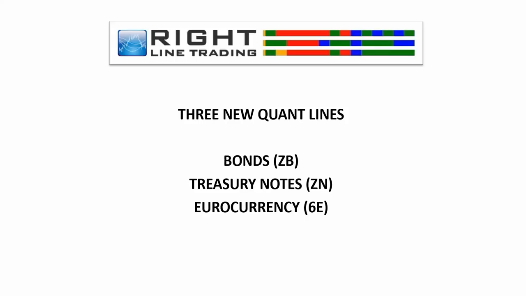I just wanted to go over a quick video with you and show you that we're going to be releasing 3 new quant lines today. The quant lines for bonds, the symbol ZB, Treasury note ZN, and for the Euro currency 6E. And they are really spectacularly accurate and really will add a tremendous amount of precision to your trading. I'm going to show you these lines.